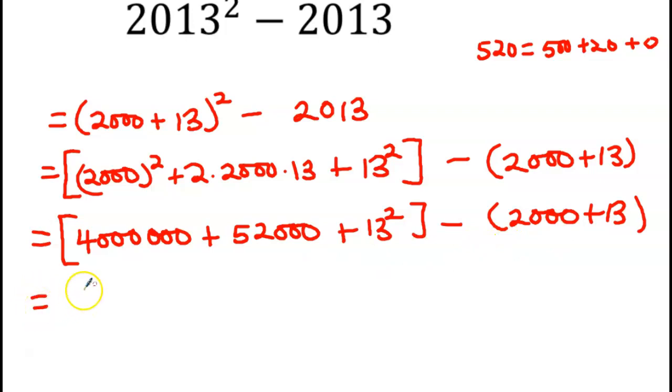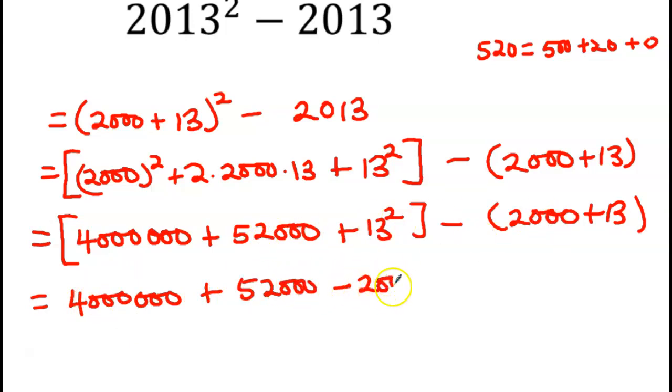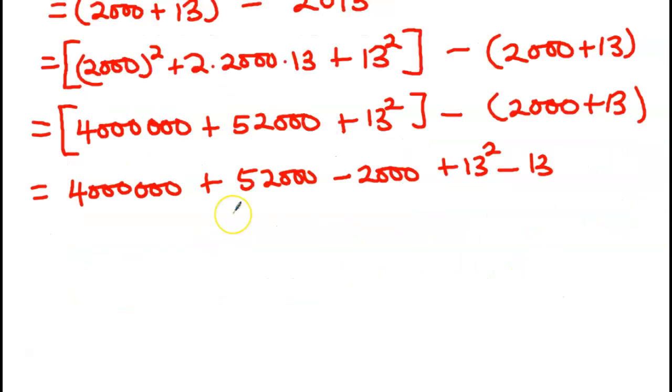Okay, so let's expand it. This will be 4 million plus, so 52,000 minus 2000, then plus 13 squared minus 13. So you add all the thousands, you add all the tens, so on and so forth. So looking at this expression, it is clear that only the last two terms, that is 13 squared minus 13, can have any effect on the tens and then the units.